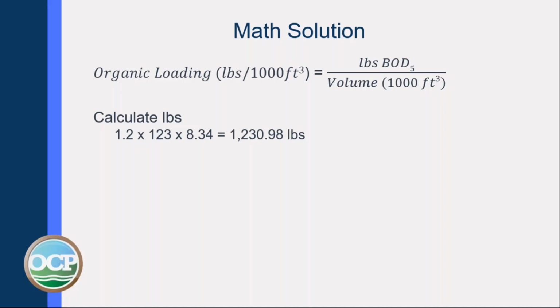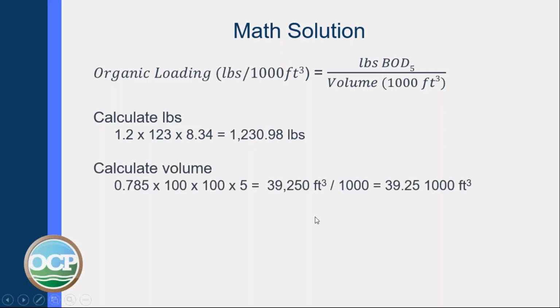To get the volume in 1,000 cubic foot units, you calculate the volume of your filter. It was 100 feet in diameter, 5 feet deep. So we take 0.785 times 100 feet in diameter times 100 feet in diameter times 5 feet deep. We get 39,250 cubic feet. Since we want 1,000 cubic foot units, we divide that by 1,000, and the volume is 39.25 1,000 cubic foot units.